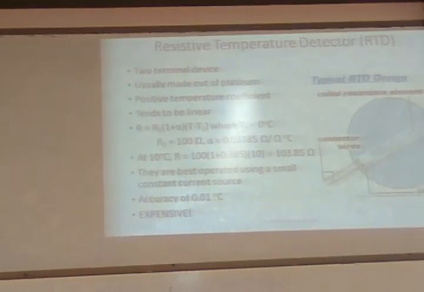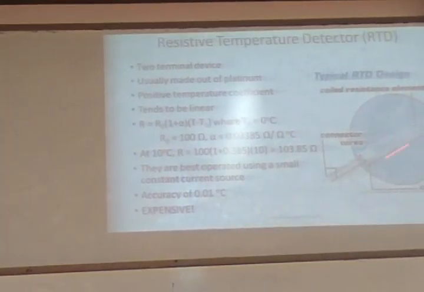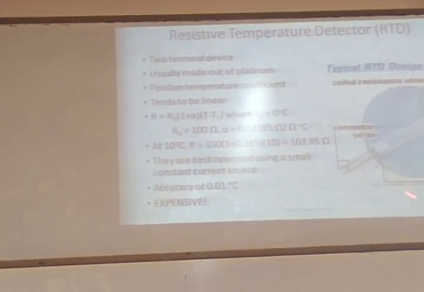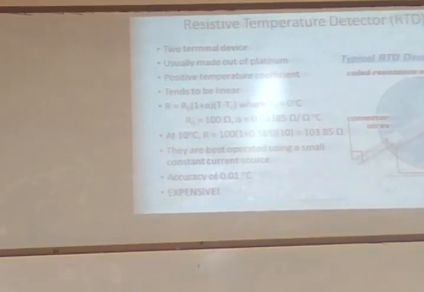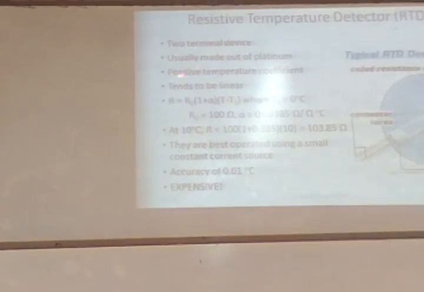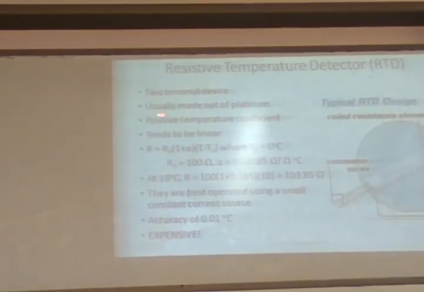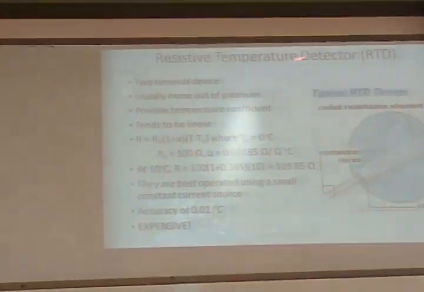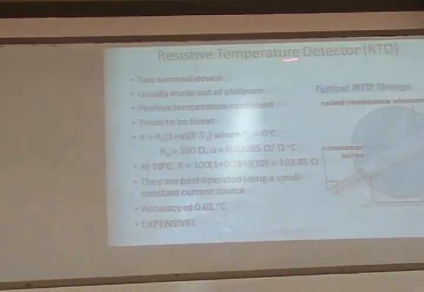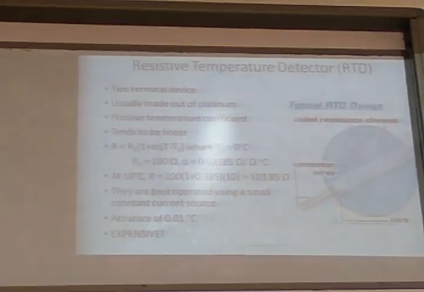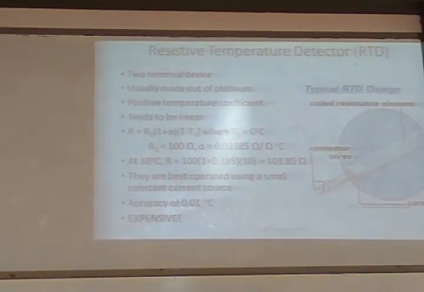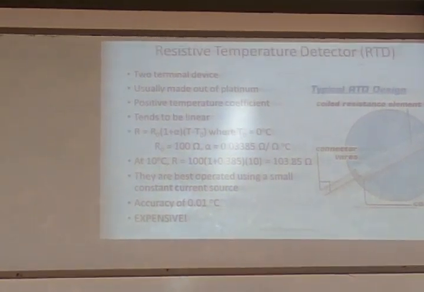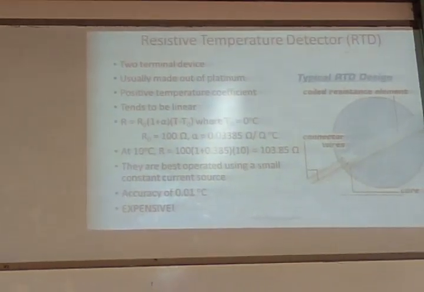Right. RTD we already talked about. An RTD looks like this. There are two connectors and a core, and there is a resistance wire in between. RTD stands for resistive temperature device, or resistive temperature detector. It measures temperature with respect to resistance. The main difference here is the positive temperature coefficient. In a thermistor it is a negative temperature coefficient. Here it is a positive temperature coefficient.